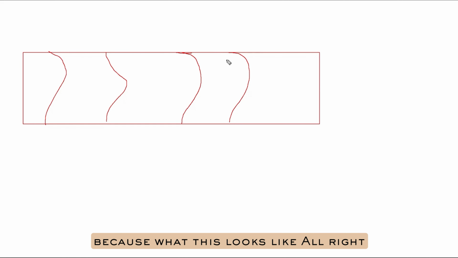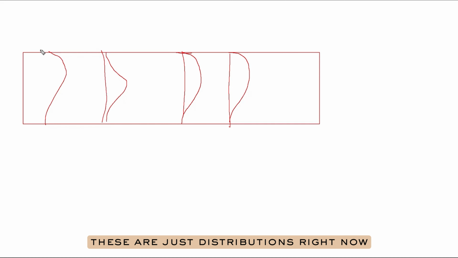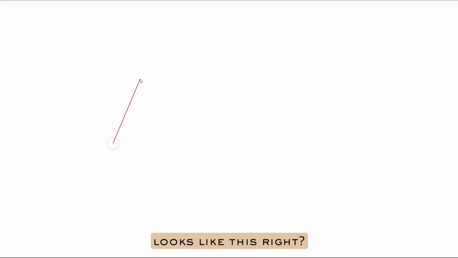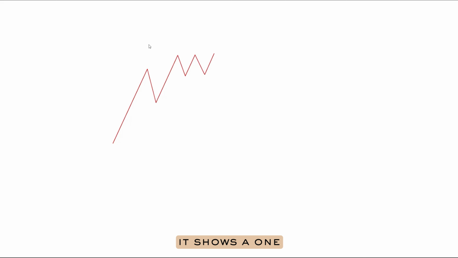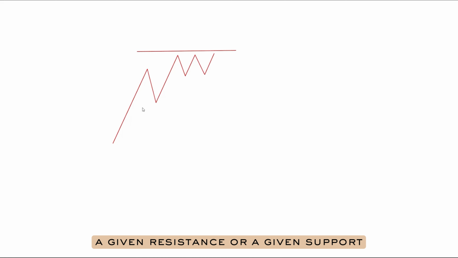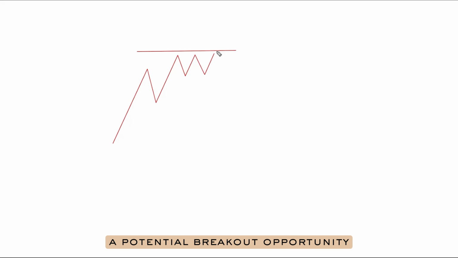Because of what this looks like when we undo these profiles, remember these are just distributions showing the distribution of price over time. If we were to unfold something like this, it essentially looks something like this. If you're looking at a candlestick chart, it shows that one side of the market is being favored. It's consolidating against either a given resistance or a given support. And in this case, when we're talking about it being repaired, we're talking about a potential breakout opportunity.